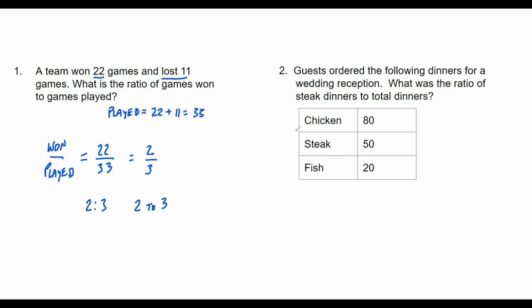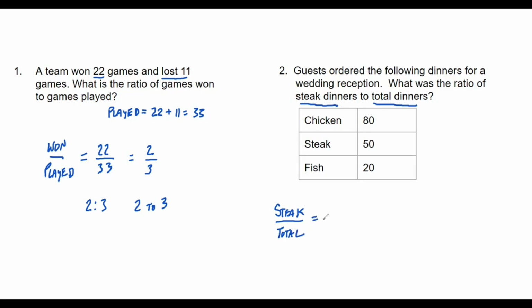Let's move over to question 2. Guests ordered the following dinners for a wedding reception. What was the ratio of steak dinners to total dinners? The thing that comes first, steak dinners, goes on the top. So we'll say steak. And the thing that comes second, total dinners, goes on the bottom. So we put total.